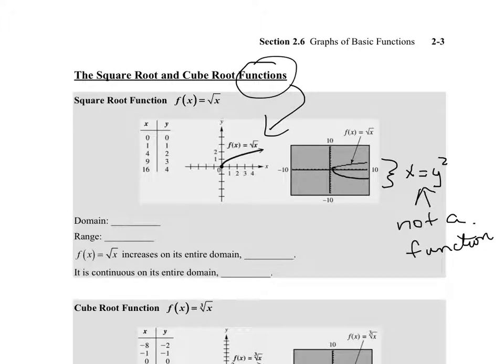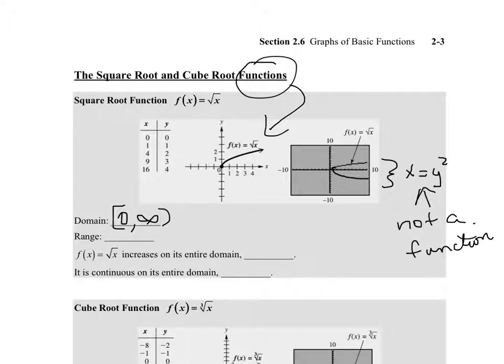Now my domain will not be all real numbers here. It's not negative infinity to positive infinity, because if I look at that x, what would be the possible numbers I can put under a square root sign? Well, if I'm working with real numbers, I can't use negatives. That means my domain goes from 0 to positive infinity, and I can use 0, so I use a bracket around 0.